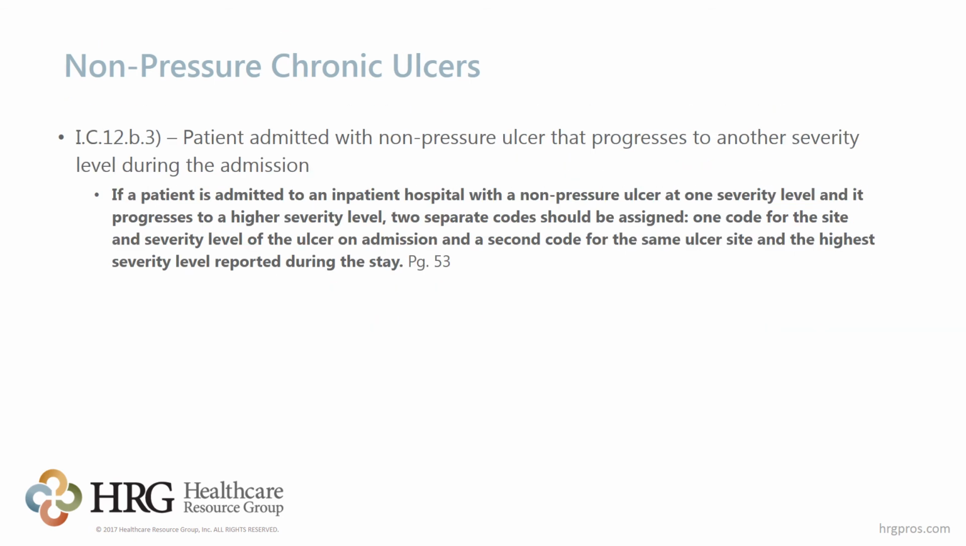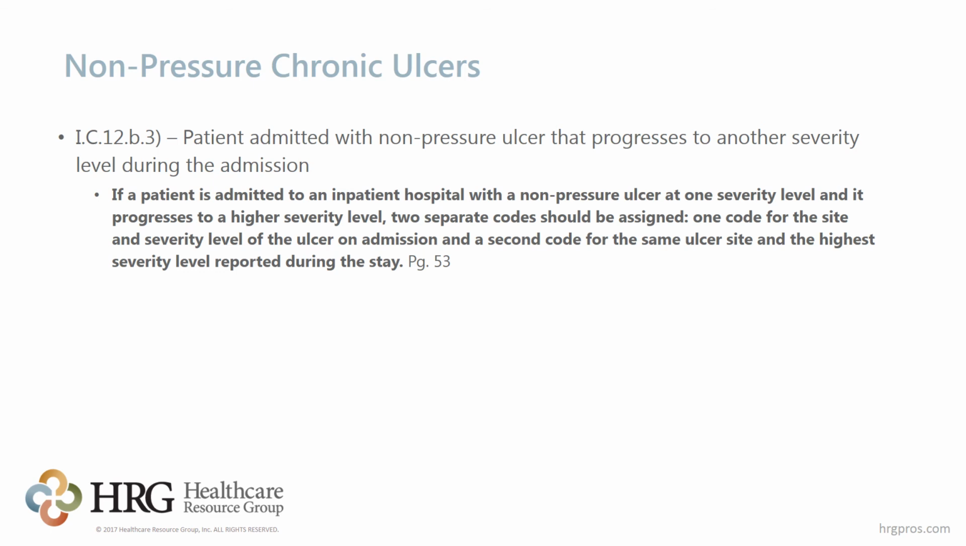This is the continuation of the guideline changes for the non-pressure chronic ulcers. This slide simply states that if the patient is admitted for a non-pressure ulcer at one severity and it progresses during the stay, two codes would be used, one for the admission level and one for the highest level reported during the stay.